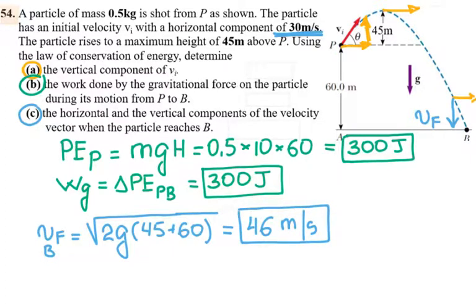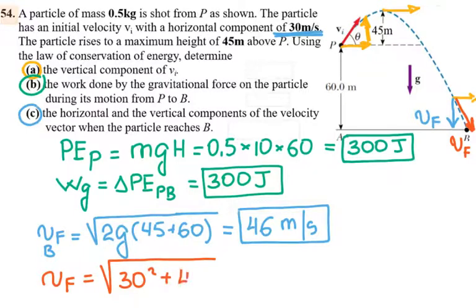But if I want to find the actual velocity at which it hits the ground, I'm going to call it V final. So if I wanted to find that final velocity, I can use the Pythagorean theorem again. It is the horizontal component, which is 30 meters per second, squared, plus the vertical component, which is 46 meters per second, squared. And that will give me 54.9 meters per second. I can round it to 55 meters per second.